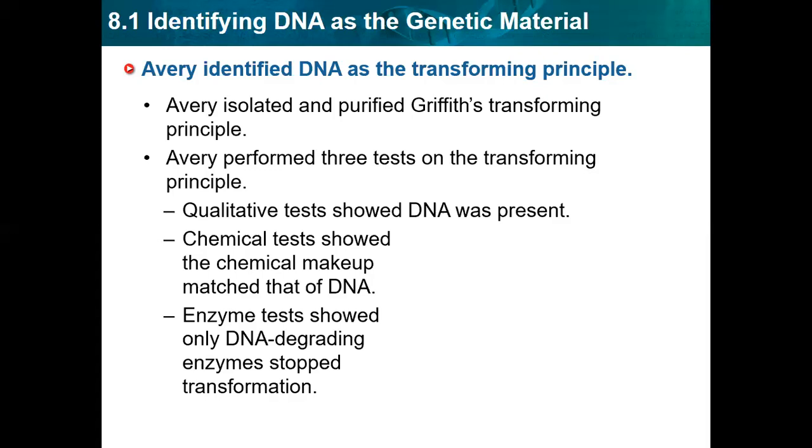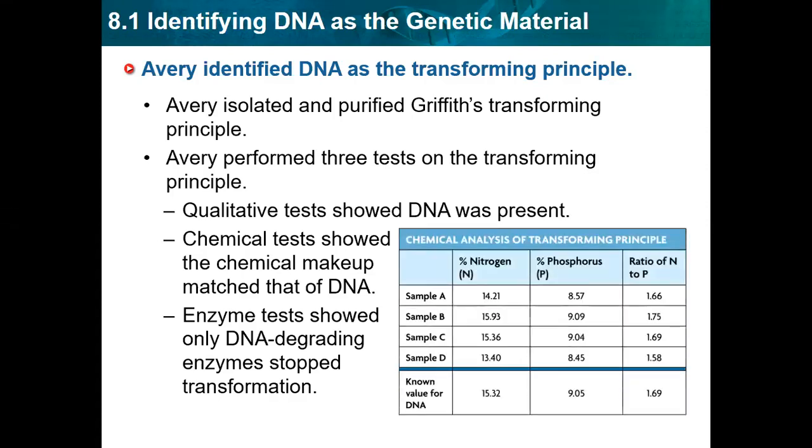He also did another test called the enzyme test. It showed that only the DNA-degrading enzyme stopped the transformation. There is an enzyme which can degrade, or destroy, DNA. When he did the test, he noticed the transformation was stopped because the DNA had been destroyed. This is the result of his chemical analysis of the transforming principle.